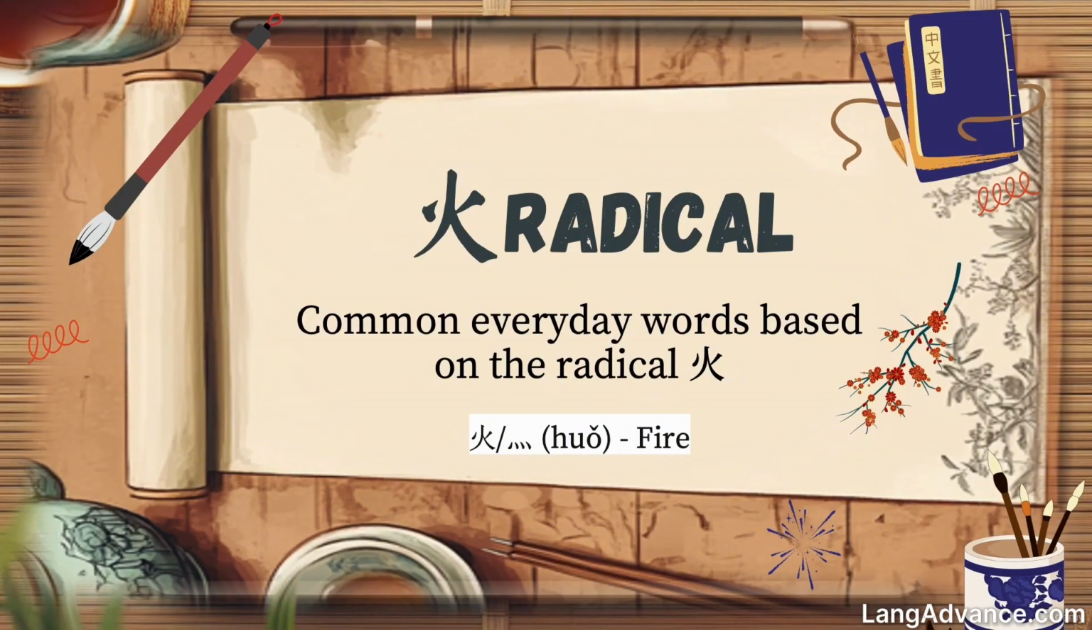Hi, and welcome to today's lesson. We will be focusing on the common everyday words based on the radical 火, which is fire. This radical can appear in its full form 火 or in its simplified form, where you can see all those dots when it's at the bottom of a character. When you see this kind of character, it indicates that the character has something to do with fire, heat, or light.